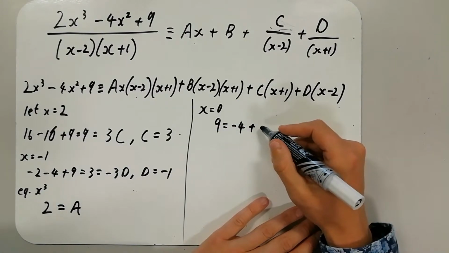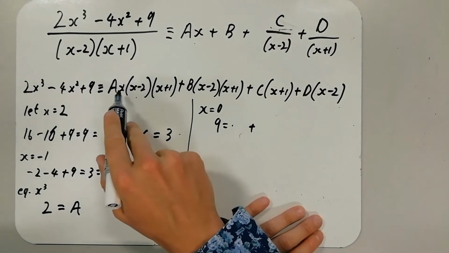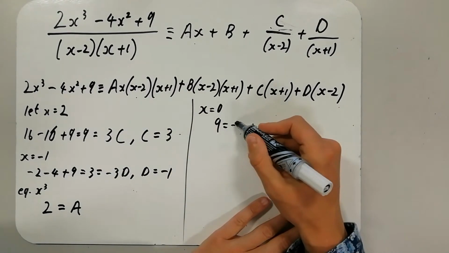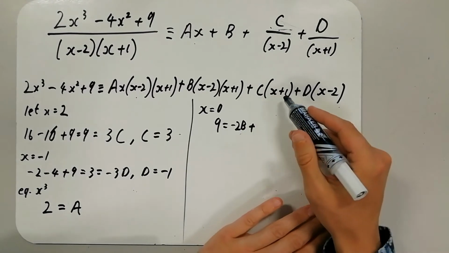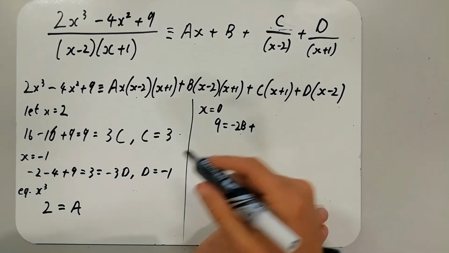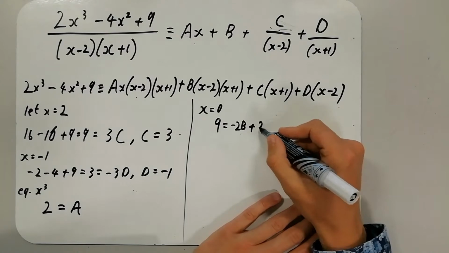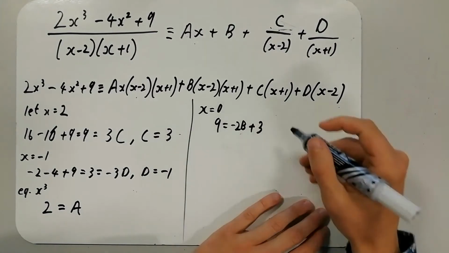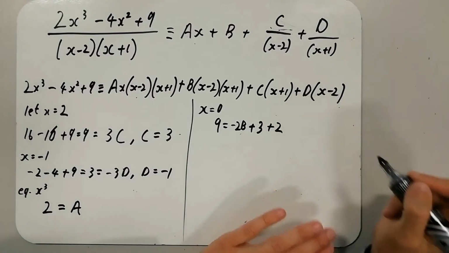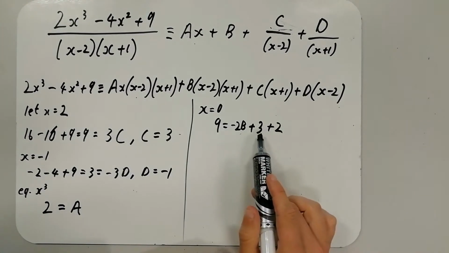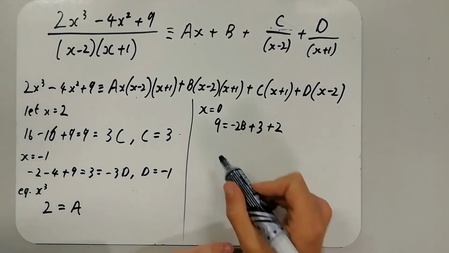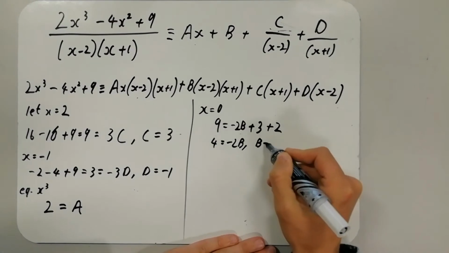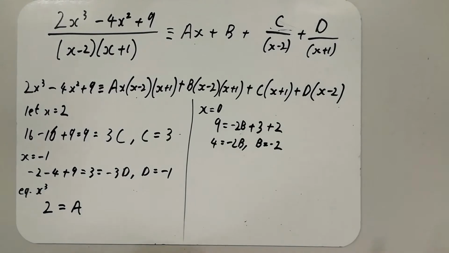Minus 2 times a, so I've got no a's. Minus 2b, 1 lot of c, and I know that c is 3, minus 2 lots of d, and I know that d is minus 1. Careful with your signs. Okay, so I can take away 5 from there. 4 is equal to minus 2b. b is equal to minus 2.